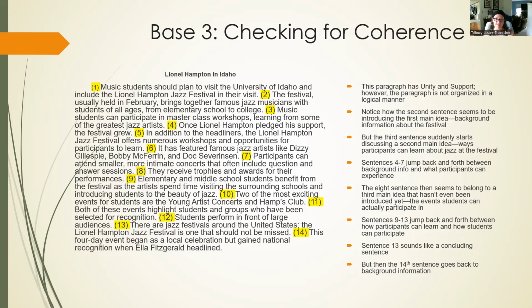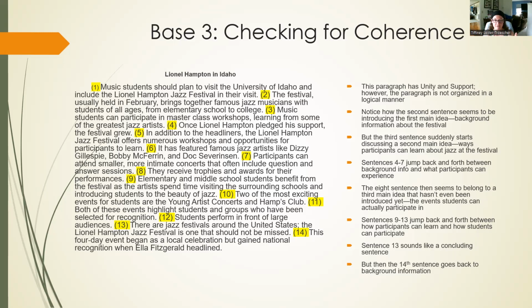This 8th sentence seems to take us into some sort of third main idea, but we're not quite sure exactly what that third main idea is yet. Sentences 9 and 13 go back and forth between the second main idea, how people can learn, and the third main idea, how they can actually participate. So elementary and middle school students benefit from the festival as artists spend time visiting surrounding schools and introducing students to the beauty of jazz, right?